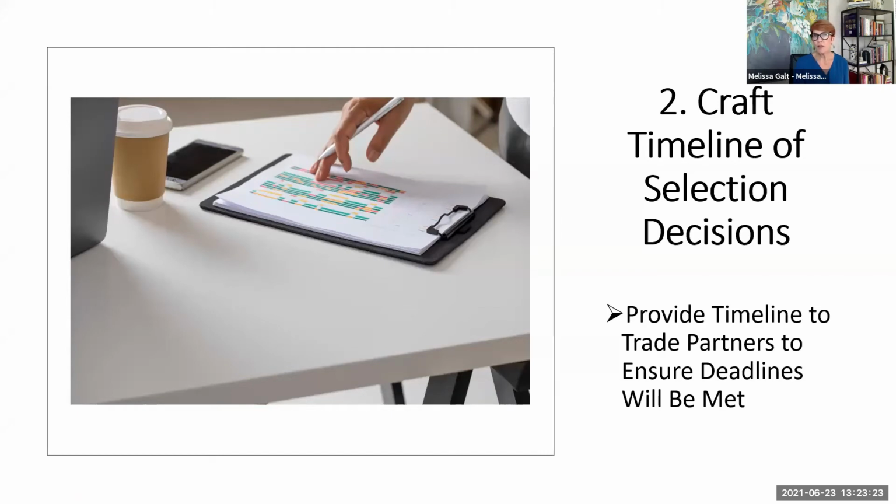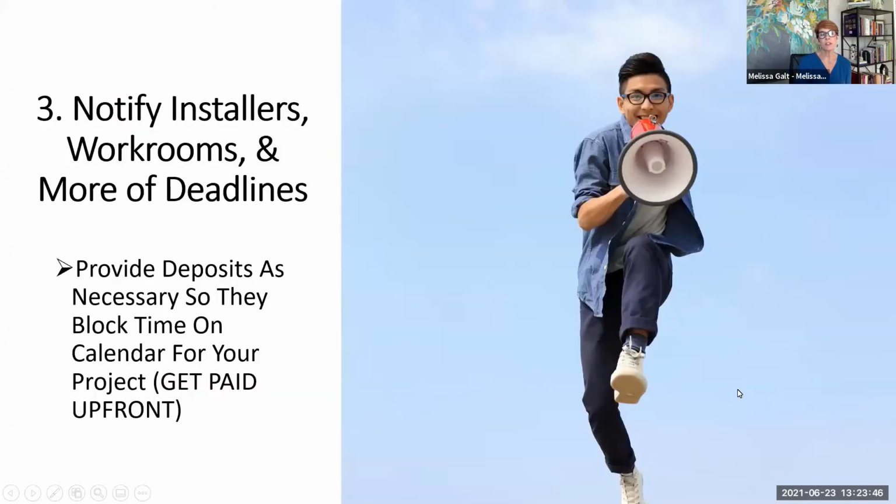By the way, if you're doing projects without deadlines, that's a problem. Every project needs a deadline, whether it's 90 days, 30 days, 6 months, a year, 2 years, 5 years. You need a deadline. You will make far more money in far less time when you have a deadline. It also will be far less frustrating for clients. Notify your installers, workrooms, and more of your deadlines. Provide deposits as necessary so they block time on their calendar for your project, and you get paid up front.